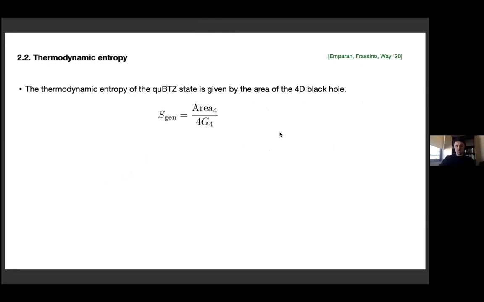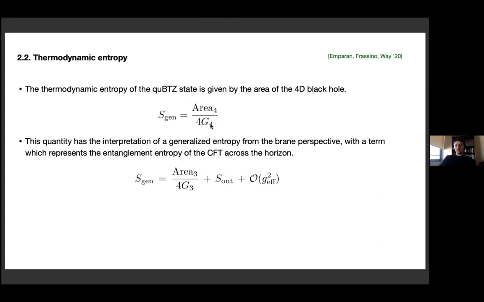Okay, let me now show you how powerful this holographic construction is. The first thing that was actually computed in this paper is the thermodynamic entropy of the quantum BTZ state. So from the Ryu-Takayanagi formula in the 4D bulk, this thermodynamic entropy is just given by the area of the four-dimensional black hole. This thermodynamic entropy, which I've called here generalized entropy for reasons that I will explain in a moment, is just the area of the 4D black hole in units of the 4D Planck scale.